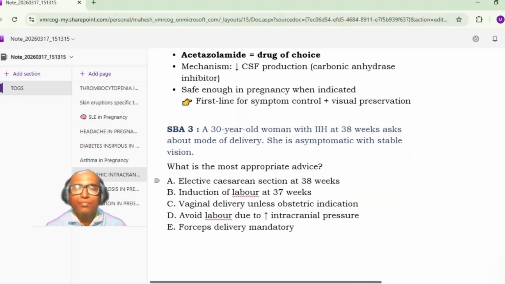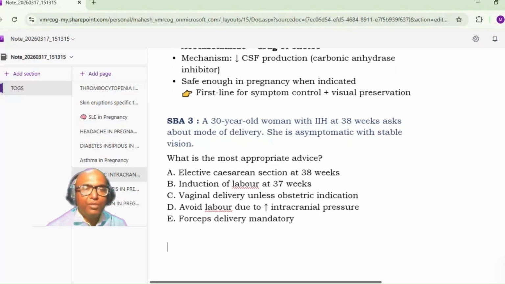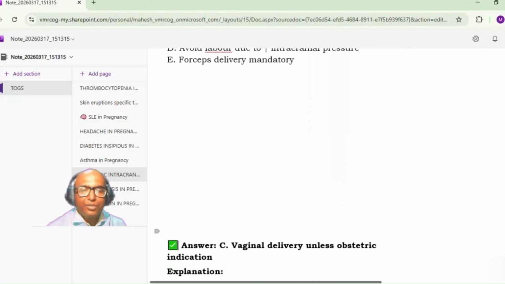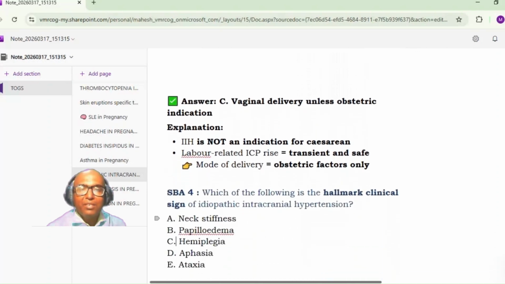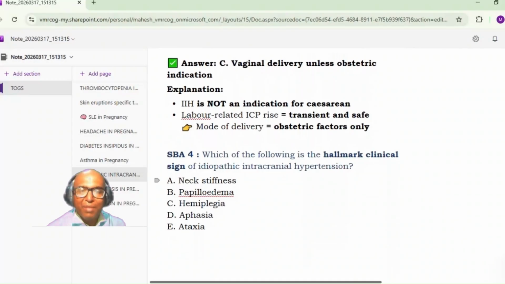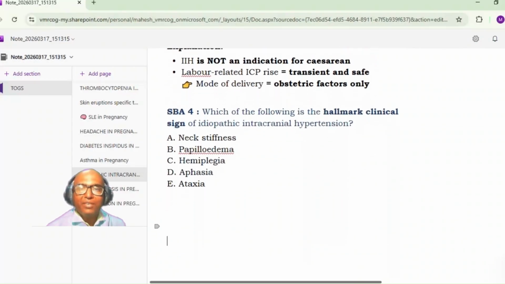Next. A 30-year-old woman with IIH at 38 weeks asks about mode of delivery. She's asymptomatic with stable vision. What is the most appropriate advice? Elective C-section at 38 weeks, induction of labor at 37 weeks, vaginal delivery unless obstetric indication, avoid labor due to increased intracranial pressure, or forceps delivery mandatory. It is C, vaginal delivery unless obstetric indication. So IIH is not an indication for cesarean section. Labor-related ICP rise is transient and can be managed. Mode of delivery is decided by obstetric factors only.